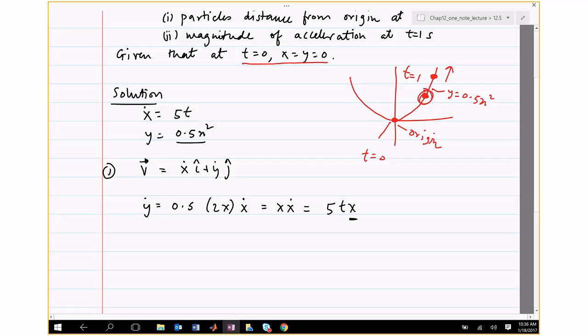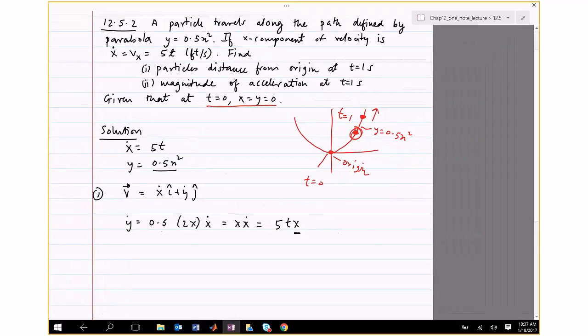Yeah, question? Can you say that again? 0.5x squared. Are you talking about this? It's 0.5x squared, yeah.